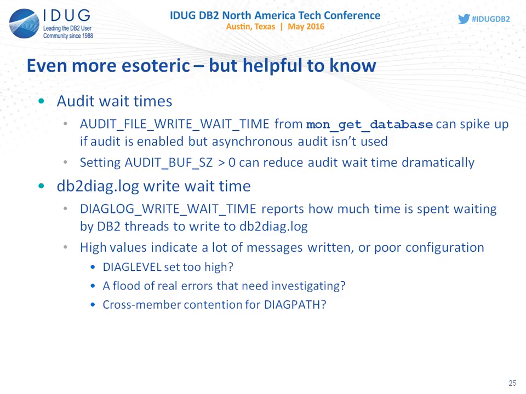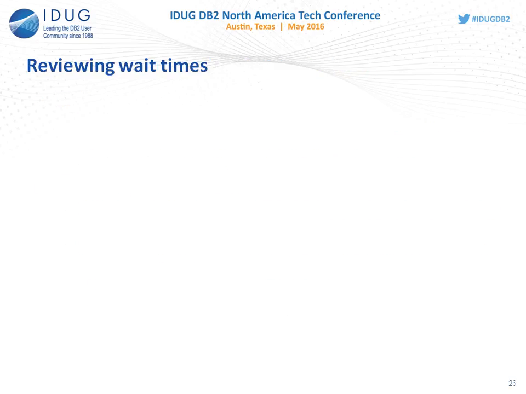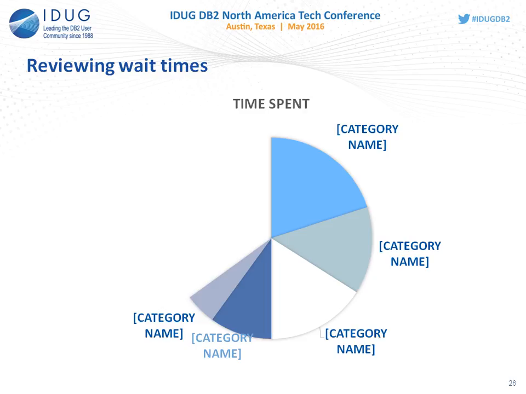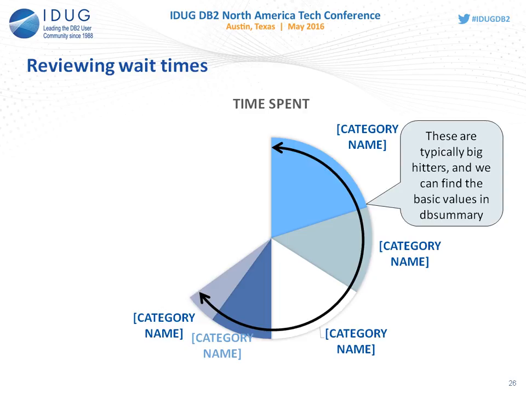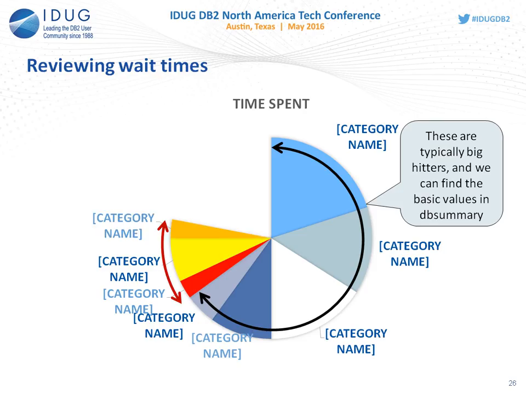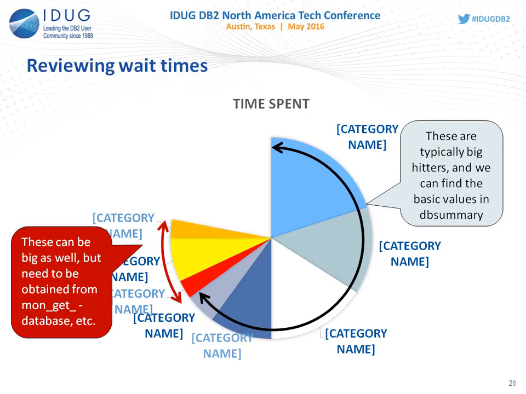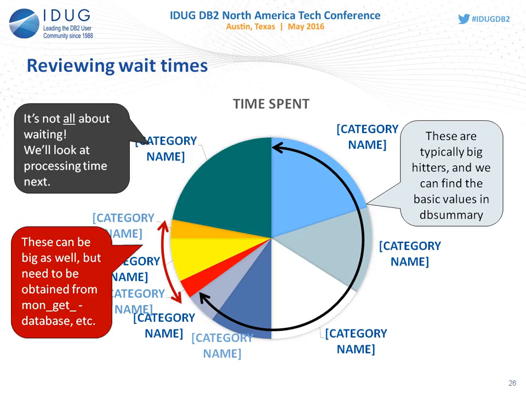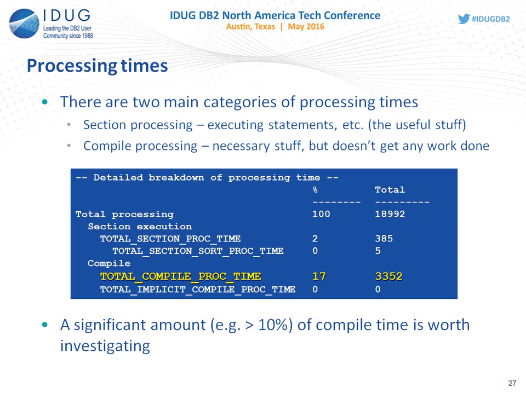Alright. So to just review our wait times, the typical ones we see in the DB summary: pool read, lock wait, log disk, etc. A few more that we don't get in DB summary, but we get from the database. But it's not all about waiting, it's about processing as well. So processing, as I mentioned, there's not as much to it as there is about wait time.